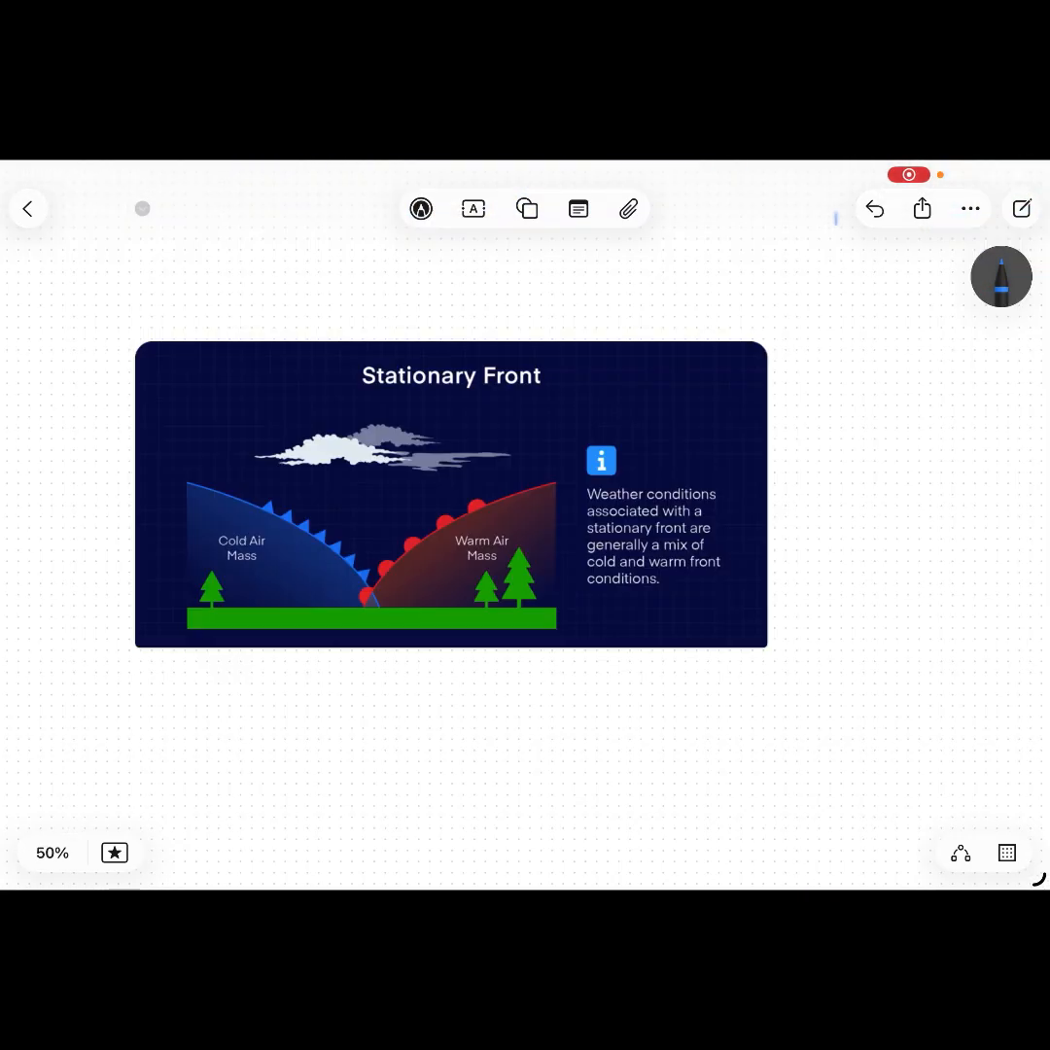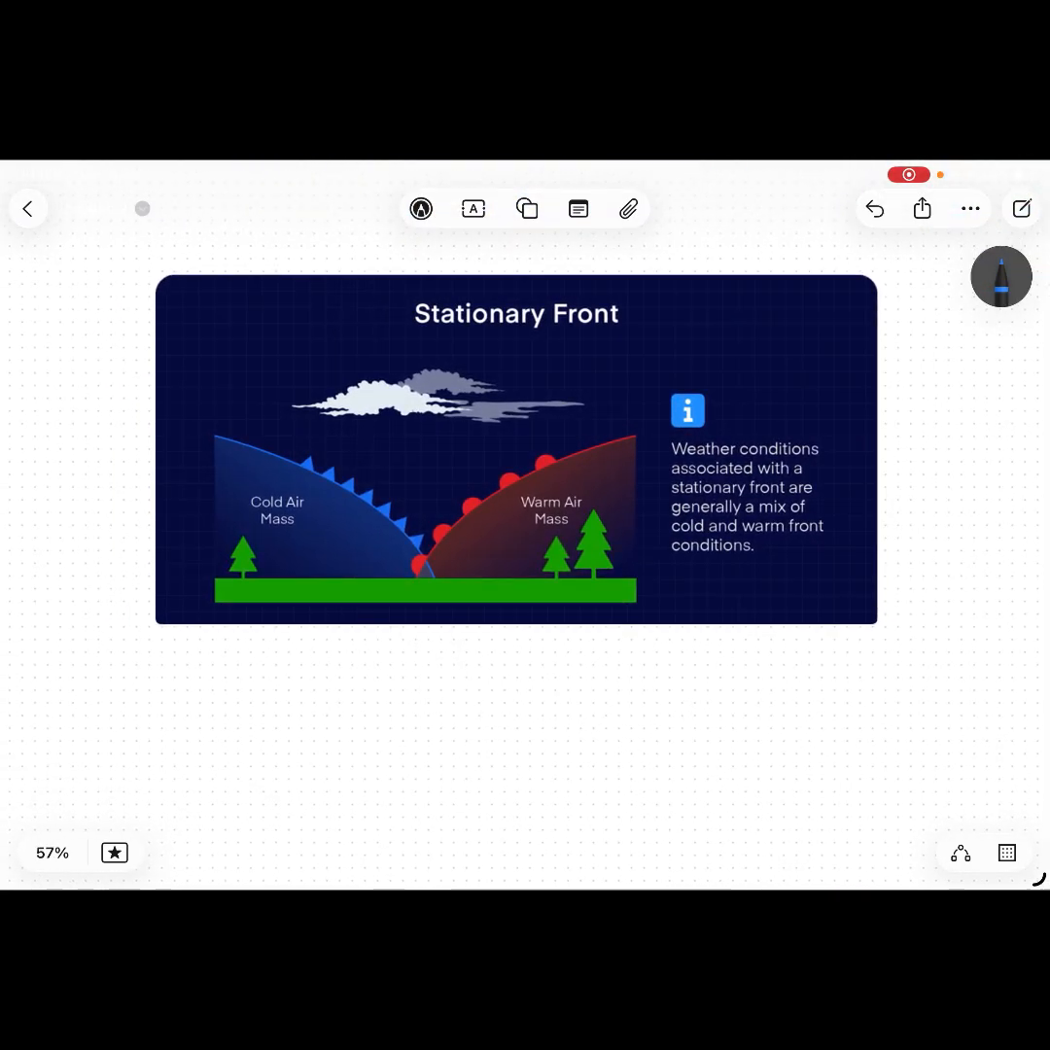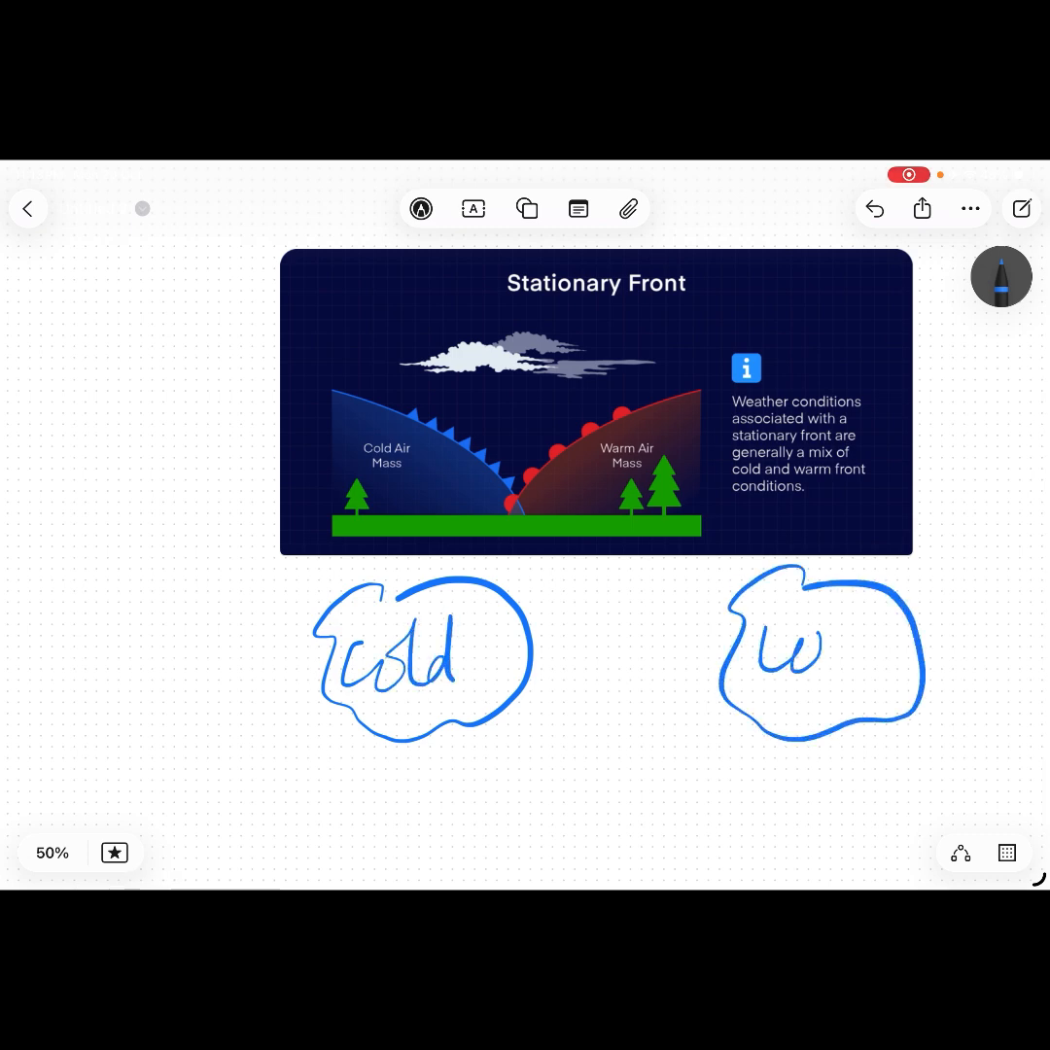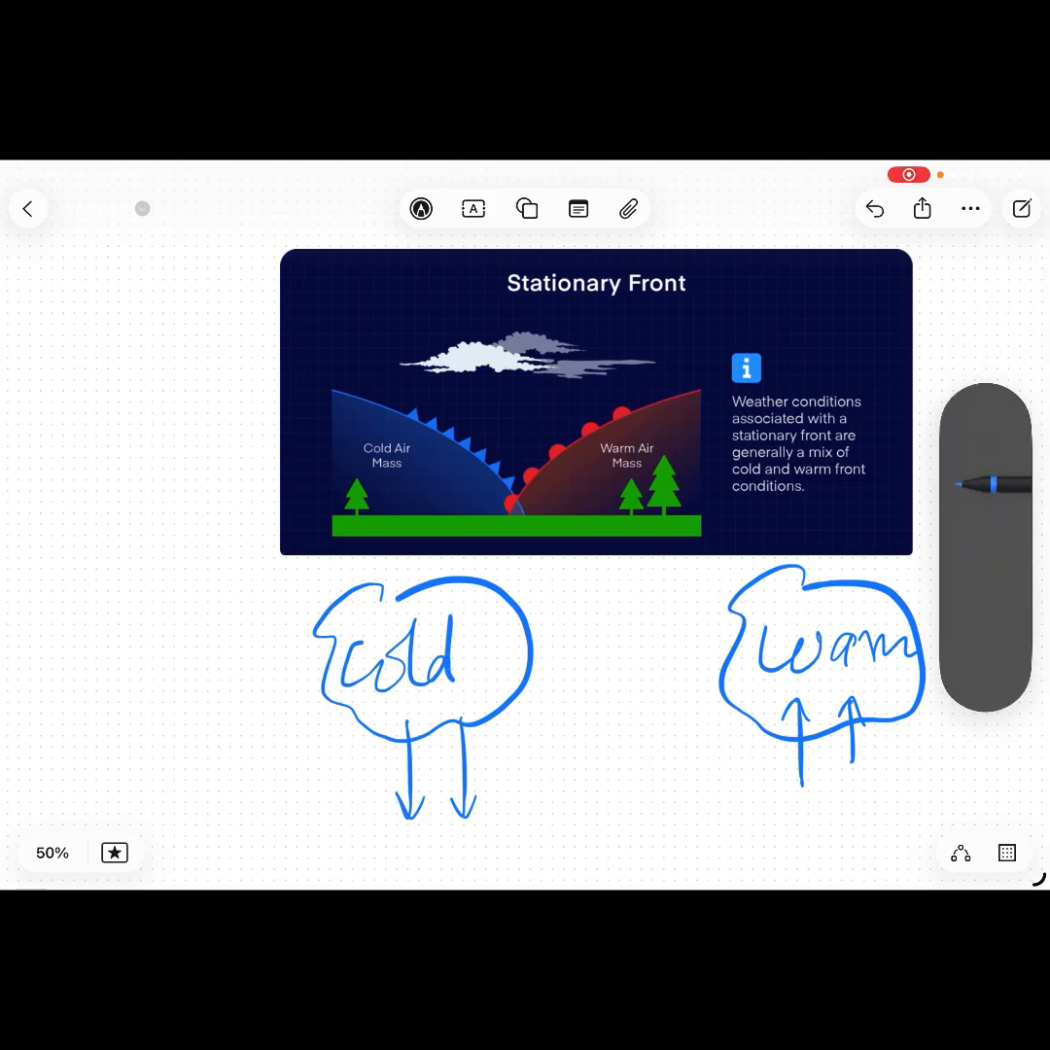Now, a stationary front is one of the simplest fronts. Here basically no air mass is approaching the other. So here there is a cold air mass that's there. Then there is a warmer air mass that's there. But they are basically opposite and parallel to each other. So this cold air mass is maybe moving in this direction and the warm air mass is moving in this direction. So there is a front being formed because a front is the boundary between the two air masses.